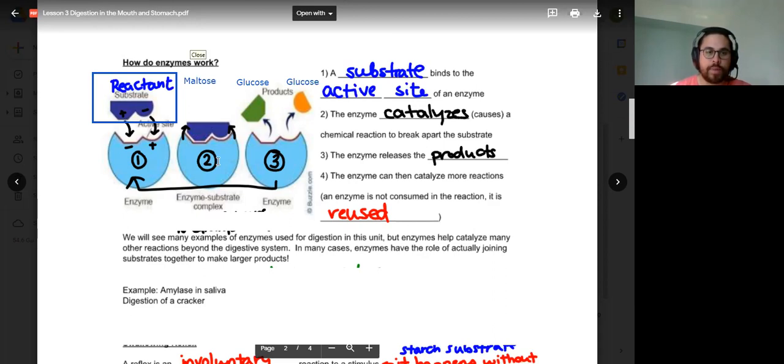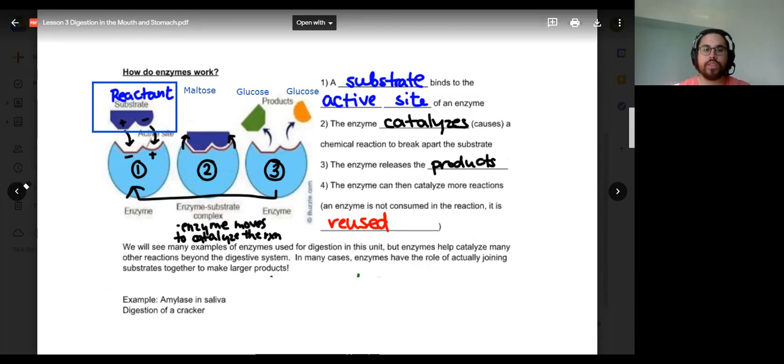So as I stated above, enzymes will help to break down that maltose much faster than the cell could ever do that. It takes that reactant and is able to catalyze a reaction that breaks it down at a much quicker rate.